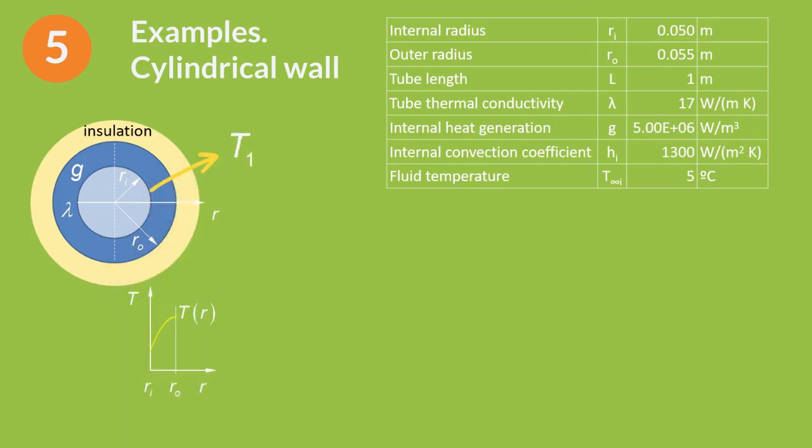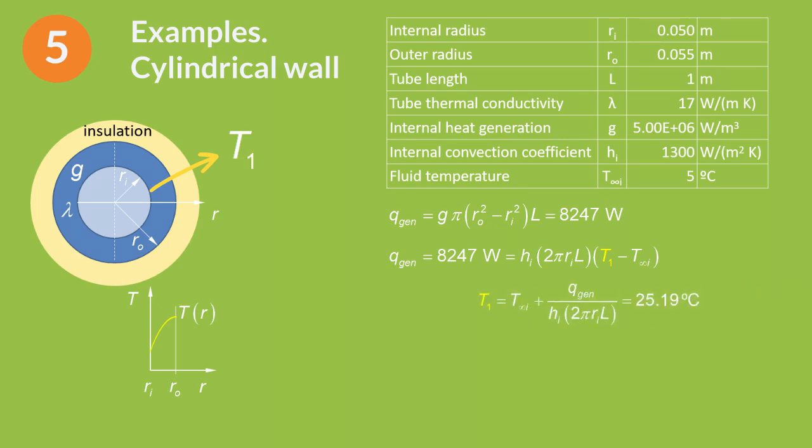The first step in this kind of exercises is to find the temperature of the surface where heat is released. In this case, to the fluid circulating through the tube. First, we calculate the energy generated in the tube wall per unit time. Because the tube is insulated, all the energy generated is sent to the fluid in the steady state. We apply Newton's law for convection in the inner surface. Therefore, thanks to the energy balance in the inner surface, we can find the inner surface temperature.